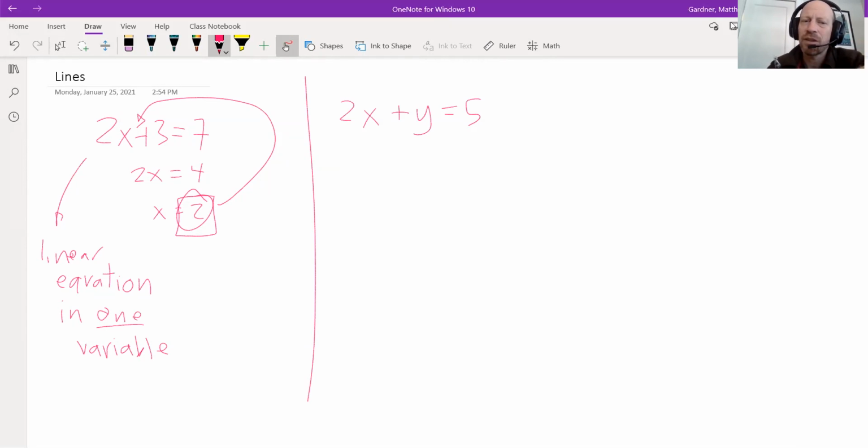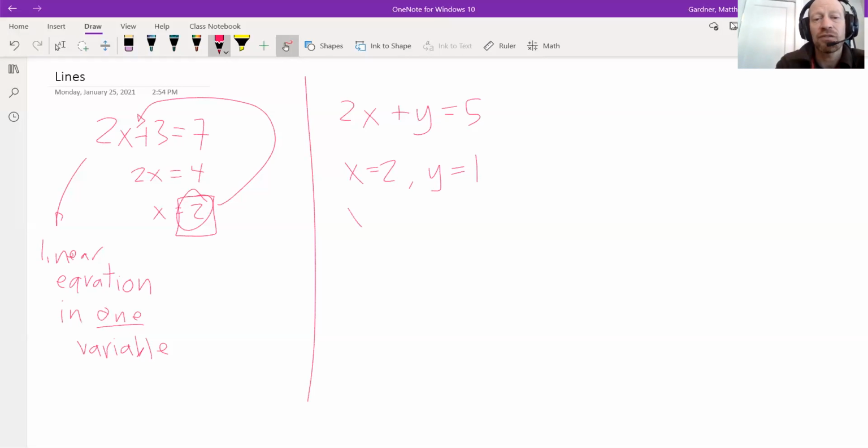The difference between this one and the other one, of course, is that there's 2 variables now, an x and a y. But a more fundamental difference is that there's lots of different solutions, right? One solution could be x equals 2 and y equals 1. Right? If you put in 2 for x and 1 for y, you get 5 equals 5. So that's great. That's a solution.